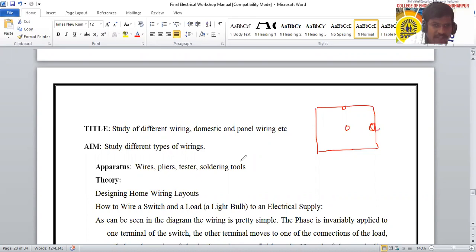So this is the study of different types of wiring, like domestic wiring as well as panel type of wiring. Did you understand? Hello, please give me a reply. Hello, anyone?